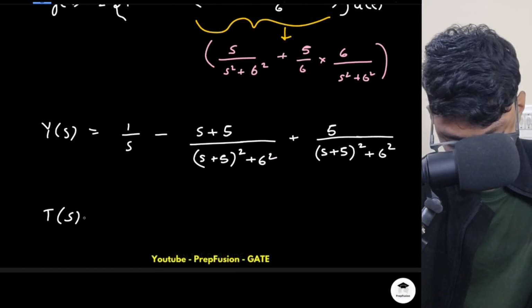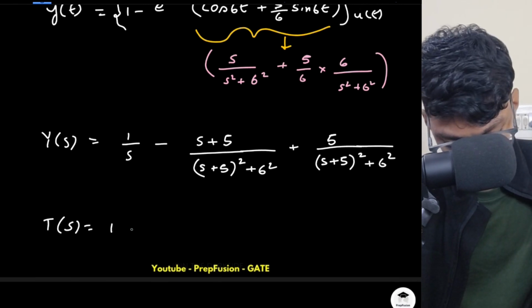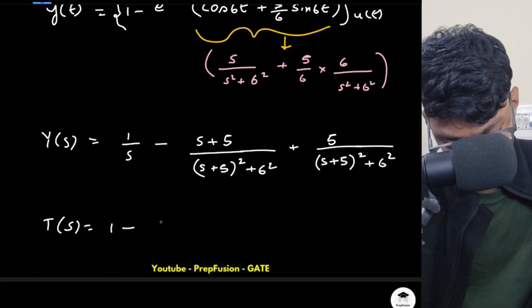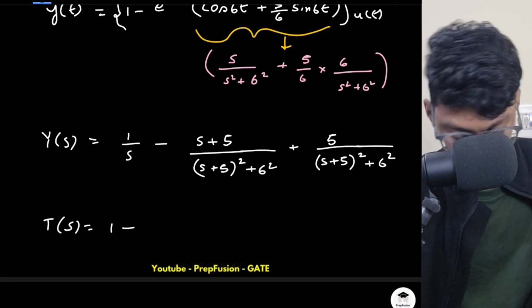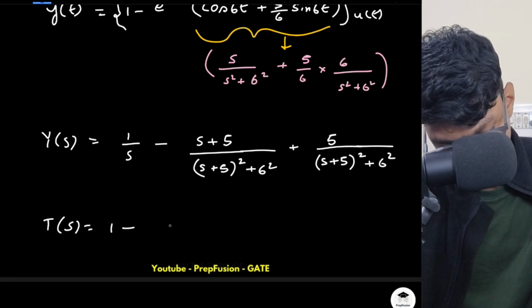So the transfer function T of s will be s multiplied by this y of s. So it will be 1 minus... s will get multiplied here, right?